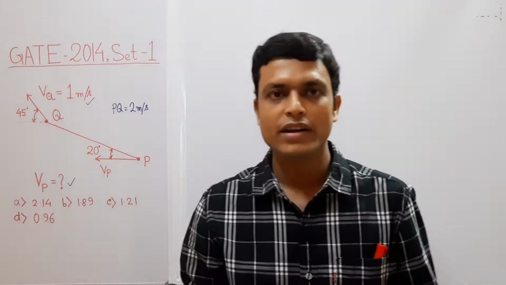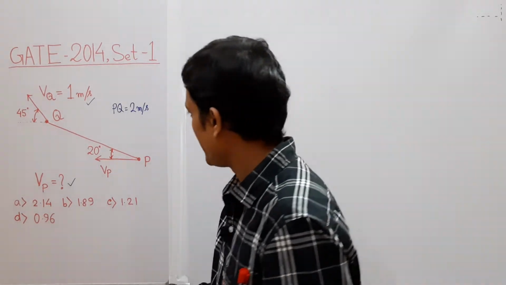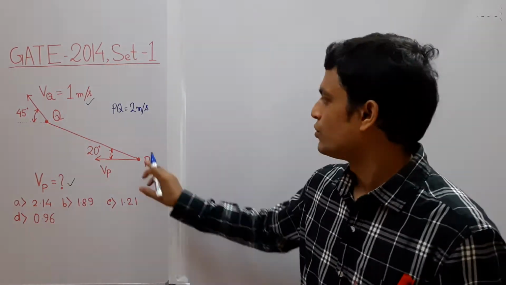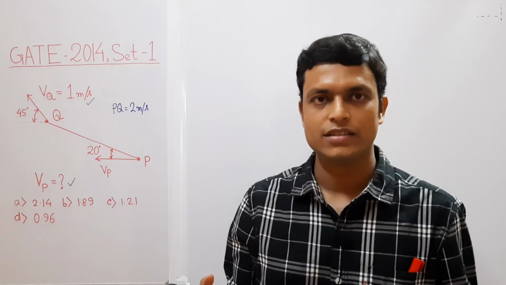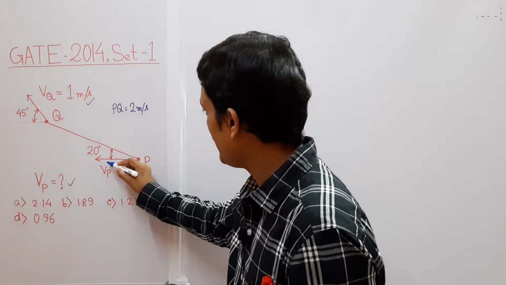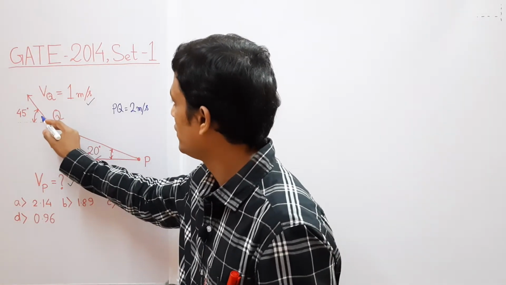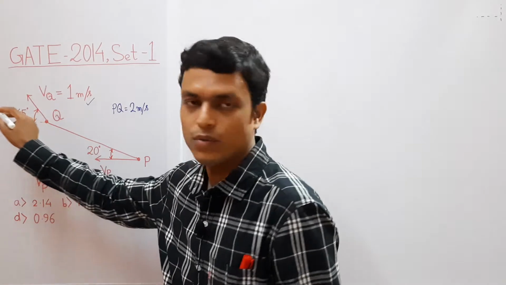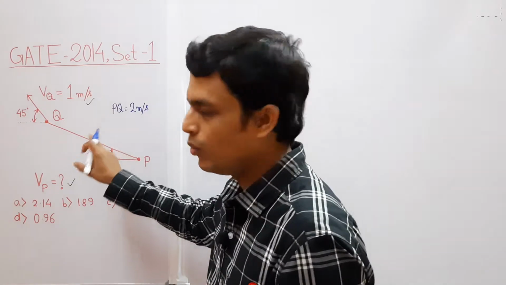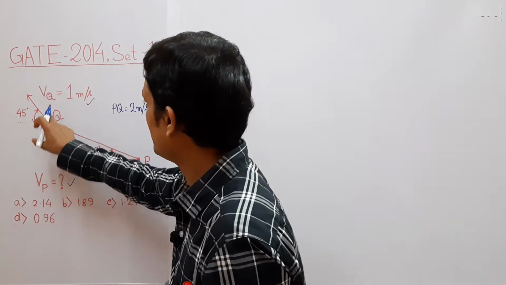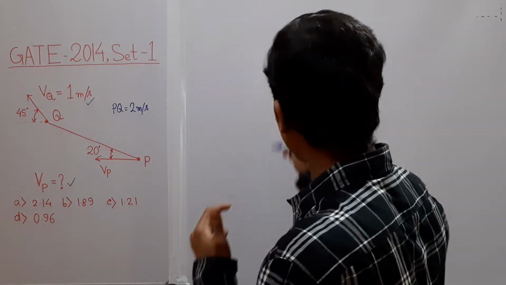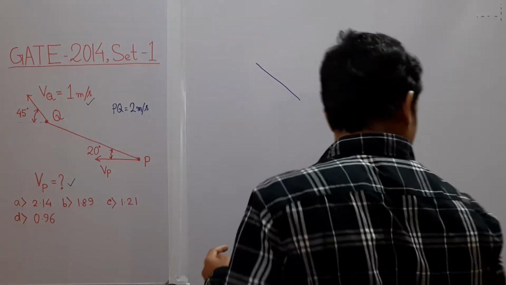So which fundamental will we apply? As PQ is on the same rigid body, the distance between P and Q remains unchanged. So what is the condition? The velocity component of Vp along PQ will be equal with the component of Vq along PQ, that is the concept number 5.